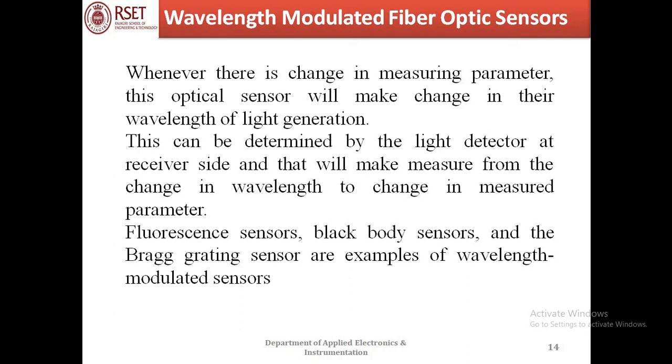Whenever there is a change in the measuring parameter, this optical sensor will make a change in the wavelength of light generation. This can be determined by the light detector at the receiver side, and that will measure from the change in wavelength to change in measured parameter.